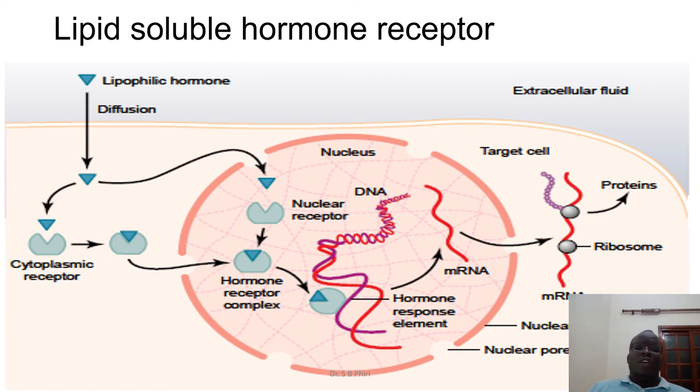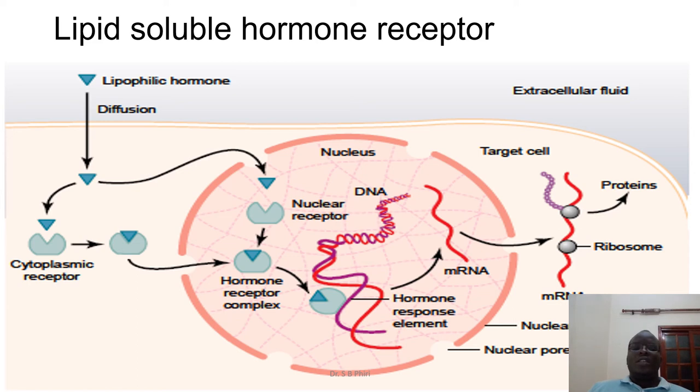Then, of course, we have lipid-soluble hormone receptors, of which we said the location of these receptors could be in the cytoplasm or in the nucleus. This is the target cell. You have the nucleus where you find the DNA, and the DNA doesn't leave the nucleus. Then you have the rough endoplasmic reticulum where you find ribosomes, and some of these are free ribosomes in the cytoplasm. So the receptors are found in the cytoplasm and also in the nucleus.